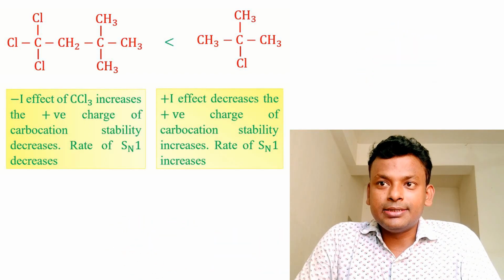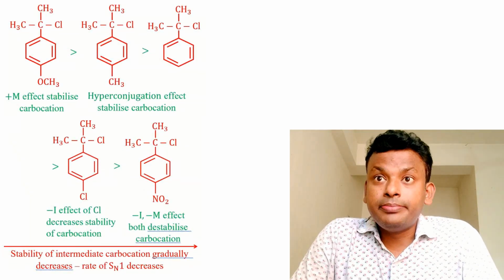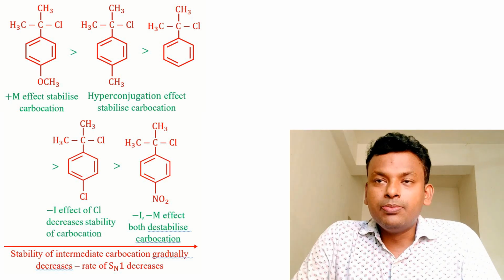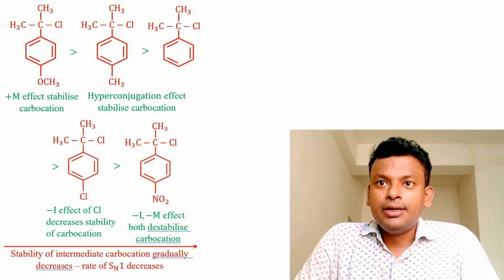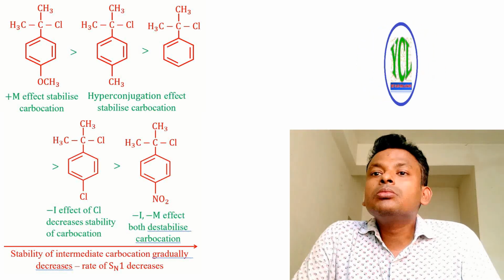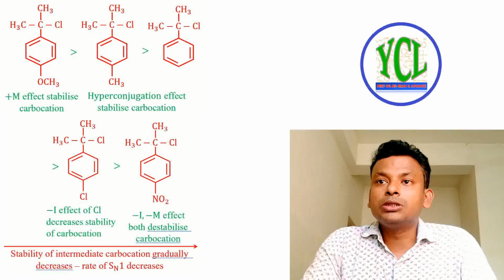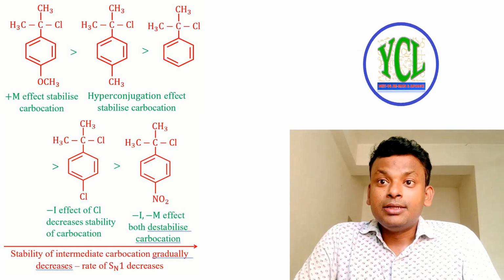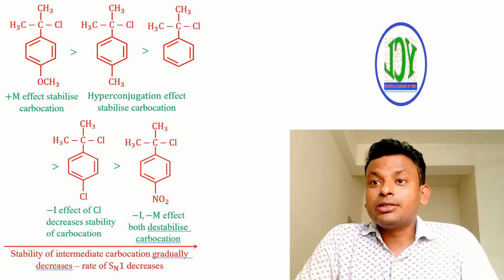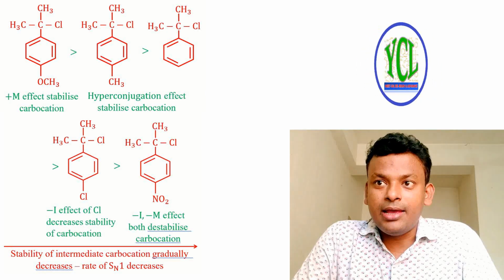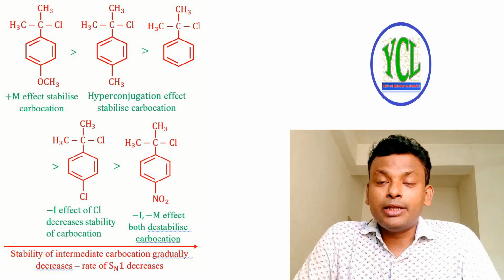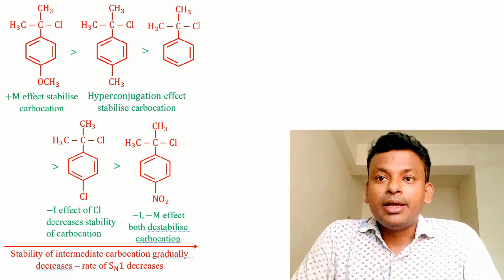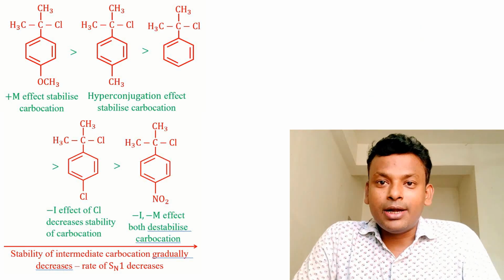so the rate of the SN1 reaction increases. The following reactivity order is given. The first one is the plus M effect, which stabilizes the carbocation, and is most reactive. Next, hyperconjugation, and next is no conjugation, and the last one is the minus I effect of Cl, which decreases the stability of the carbocation, and the minus M effect and minus I effect both destabilize the carbocation. So the first one is more reactive. As the stability of the intermediate carbocation gradually decreases, the rate of the SN1 reaction decreases.